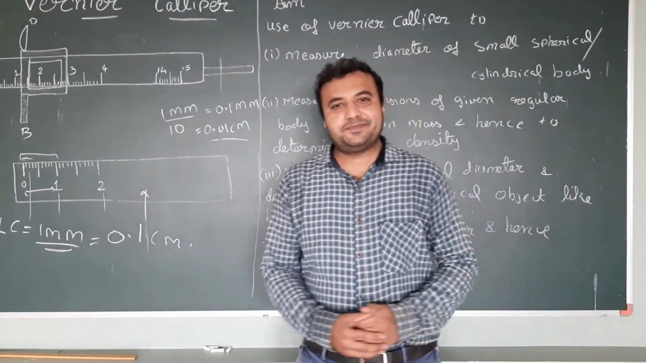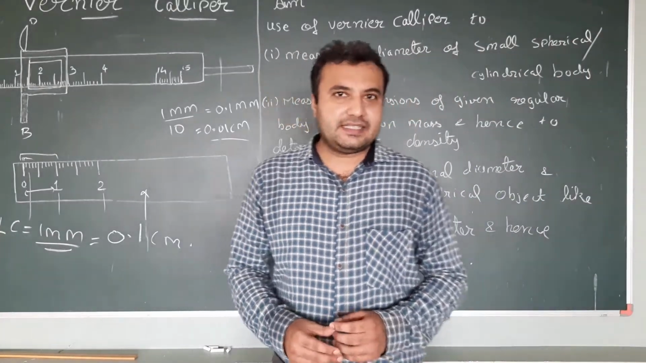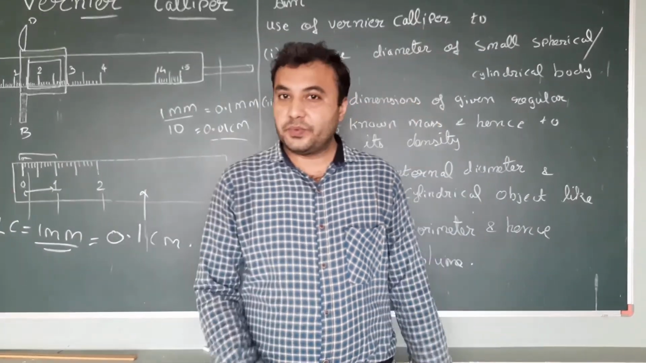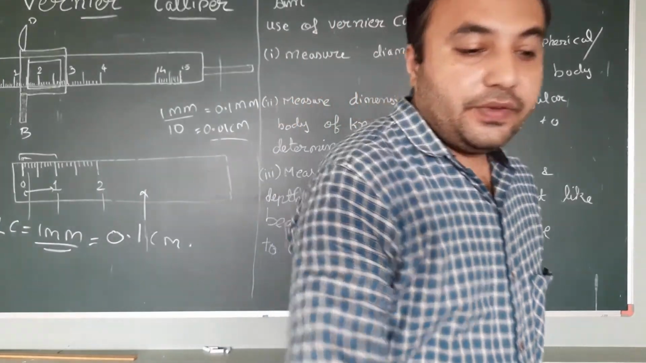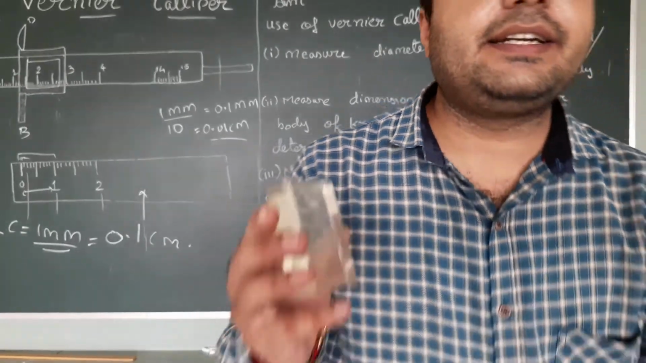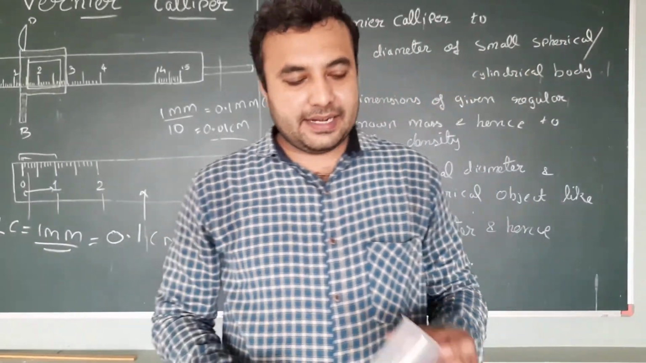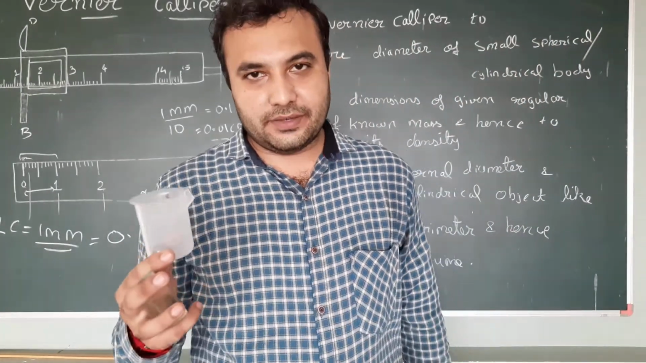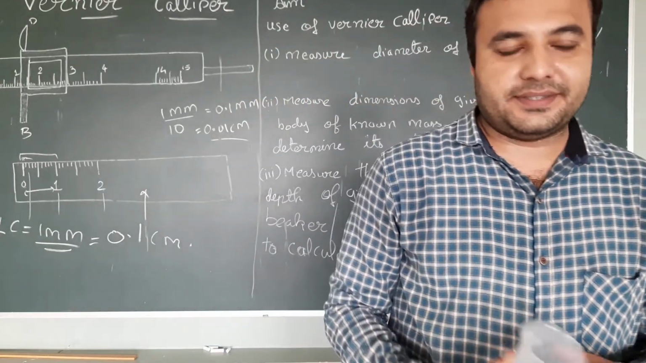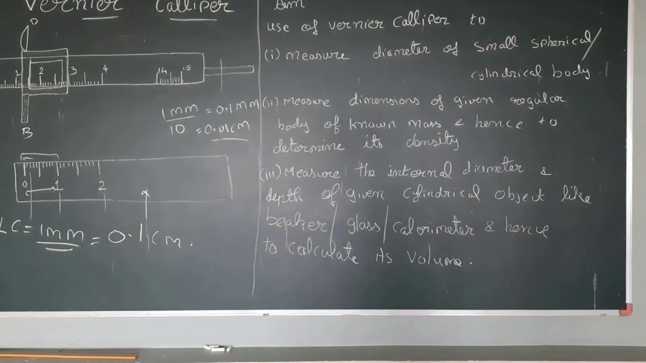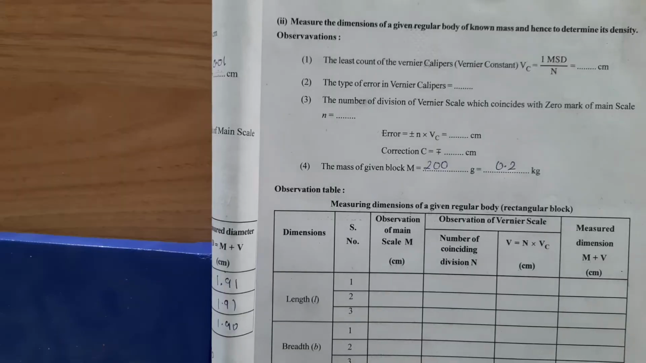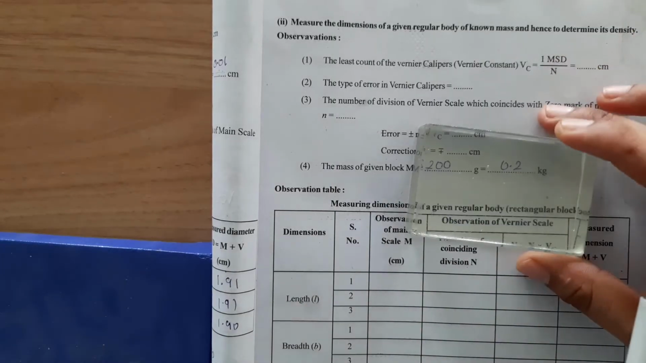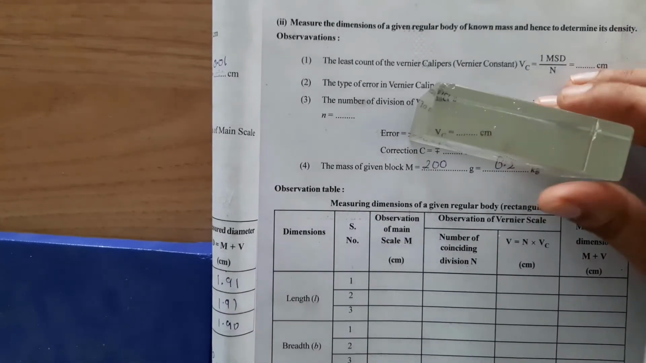Hello students. Now let's see the second part of the vernier caliper. We will measure the density of the glass slab and the volume of the given cylindrical substance. Very first step, we are going to measure the density of this glass slab.